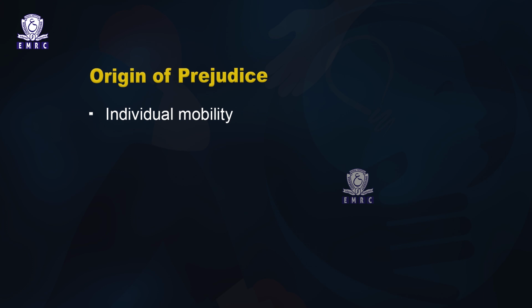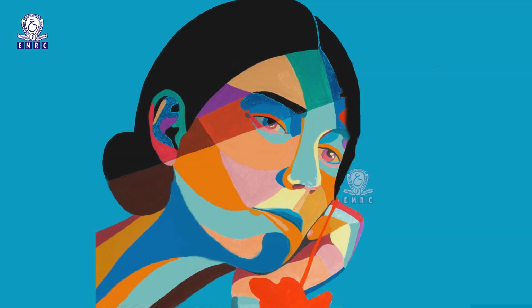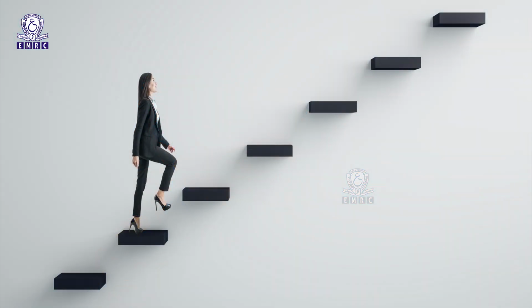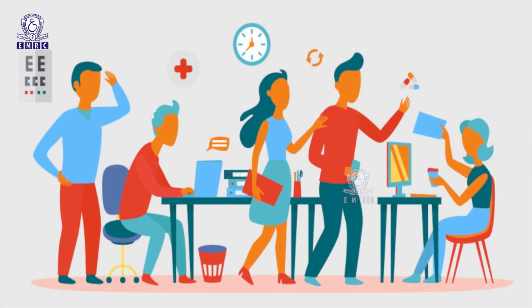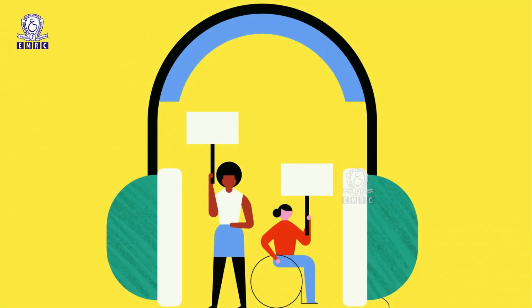First one, individual mobility. When an individual does not view her group favorably, she can attempt to leave the current group and join one with a higher social standing. Of course, this won't alter the status of the group, but it can alter the status of the individual.